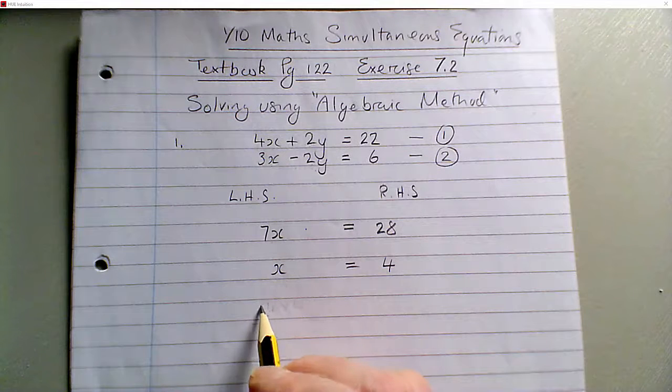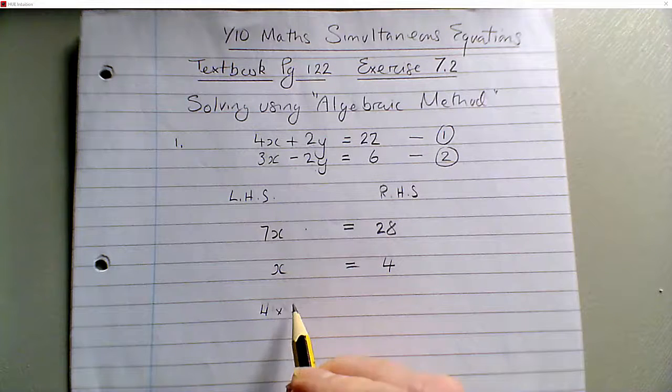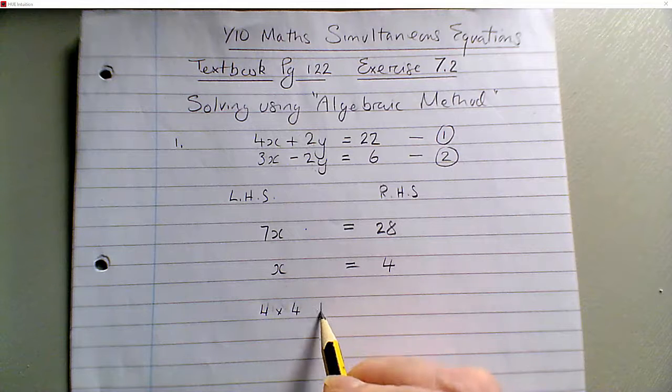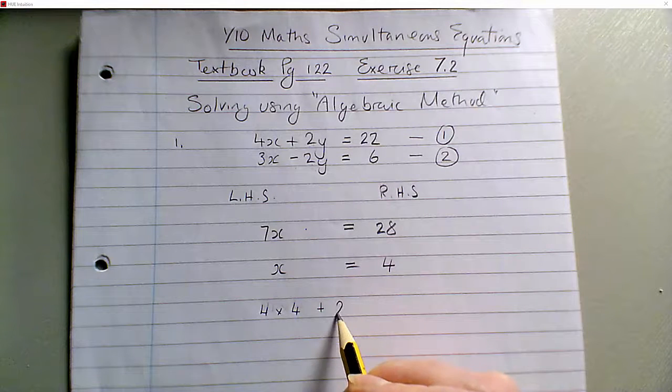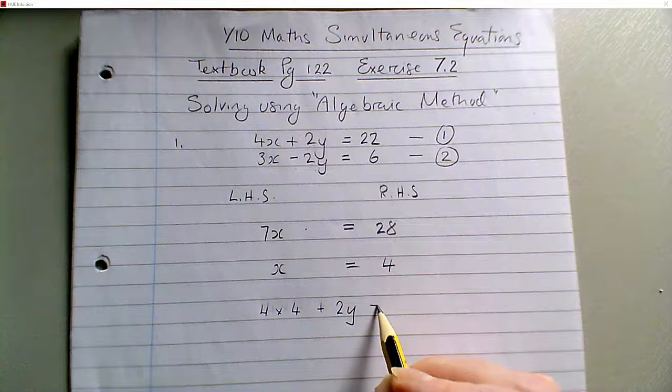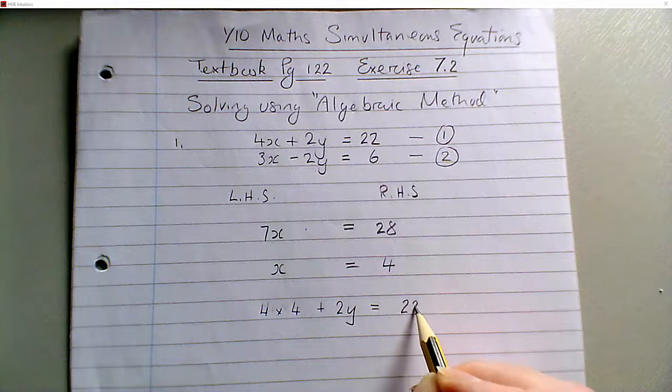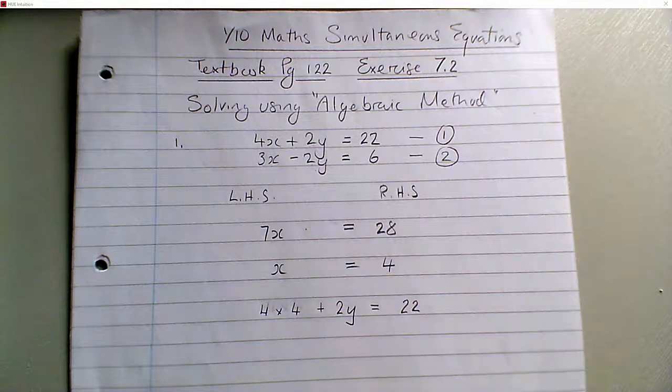So we'll get 4 multiplied by 4 plus 2y equals 22. In other words, 16 plus 2y equals 22.